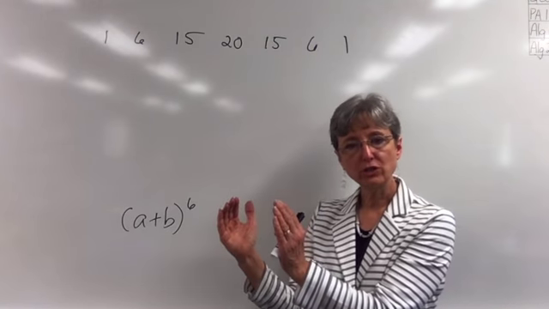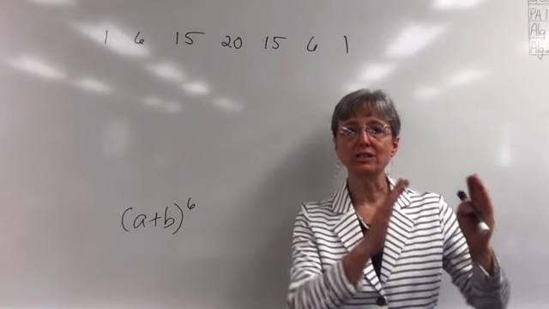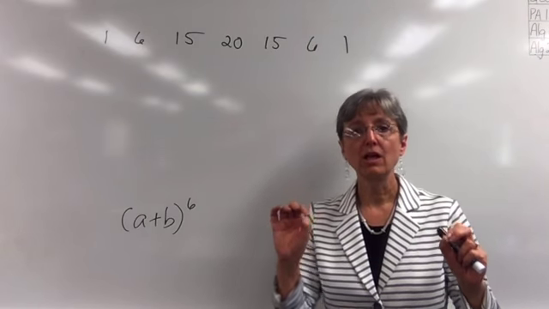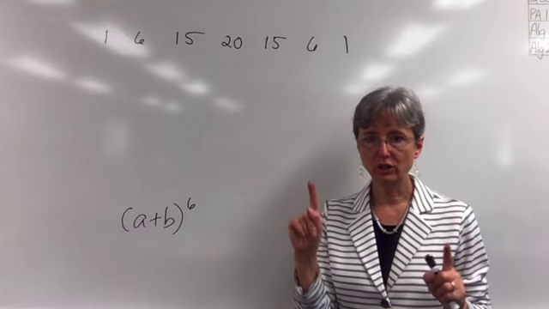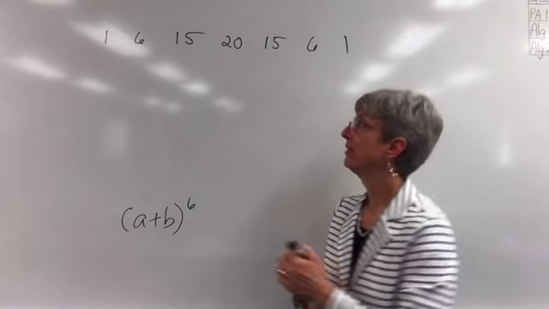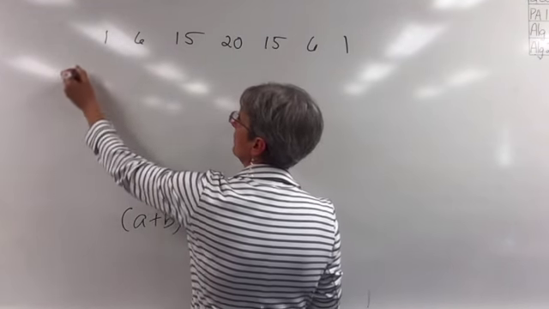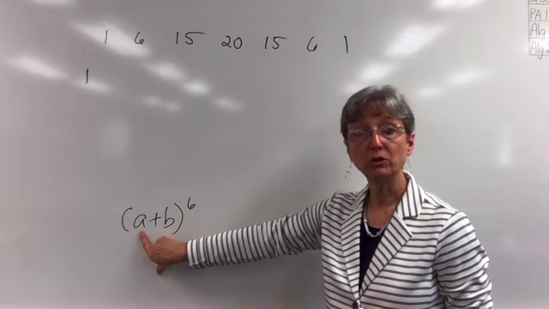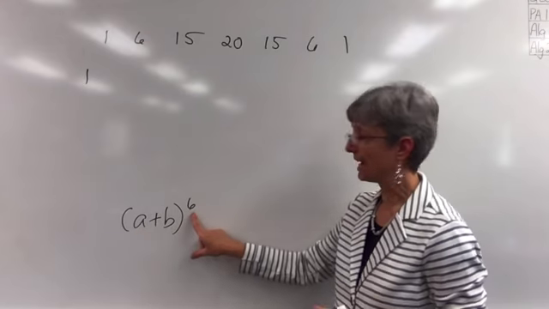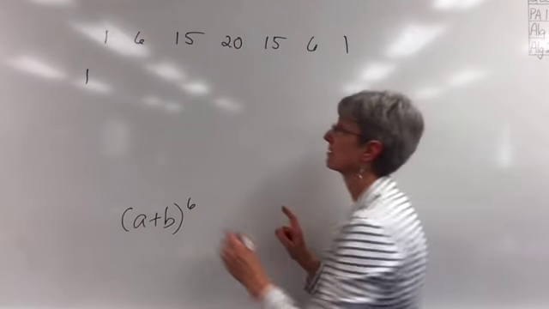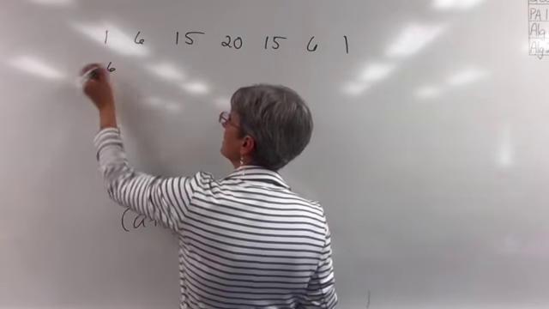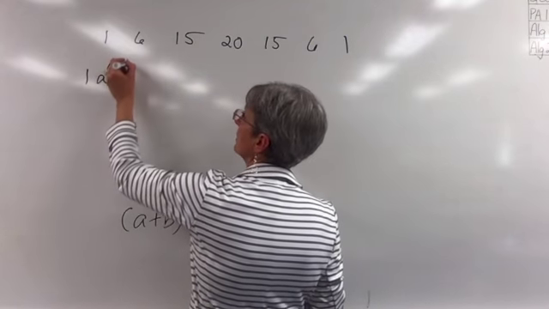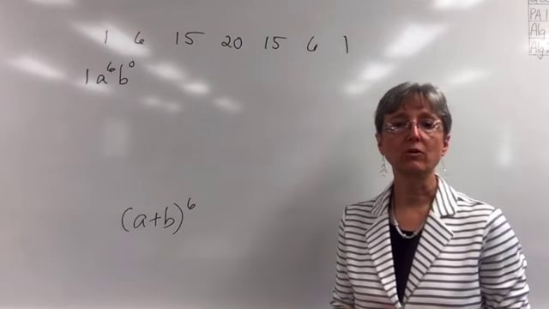And each term in our answer is going to have a total degree of 6. So the first term will be this first number, 1. My first term in my binomial, which is a, is going to be a to the power of 6, and my second term, b to the power of 0. 6 plus 0 is 6.